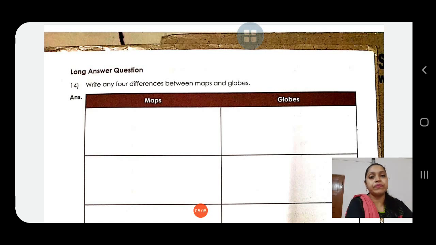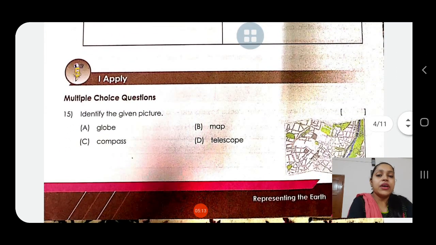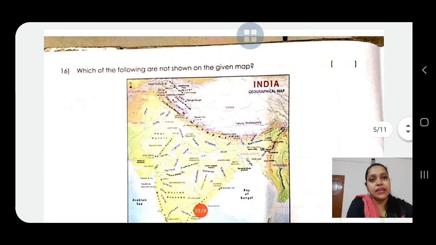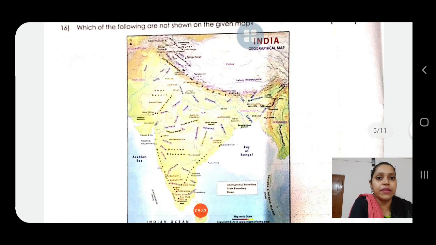Okay, children. Now, let's go to question number 15. Now, here you have to identify the given picture. Okay, children. A, B, C, D. 4 options are given. So, what is this picture? This picture is the picture of a map. Okay, children. So, now let's go to question number 16. So, here again, it's given which of the following are not shown on the given map. On the given map, okay, my PDF file is not so clear. In your PDF file, you can see something is not given on the map. What is not given on the map?